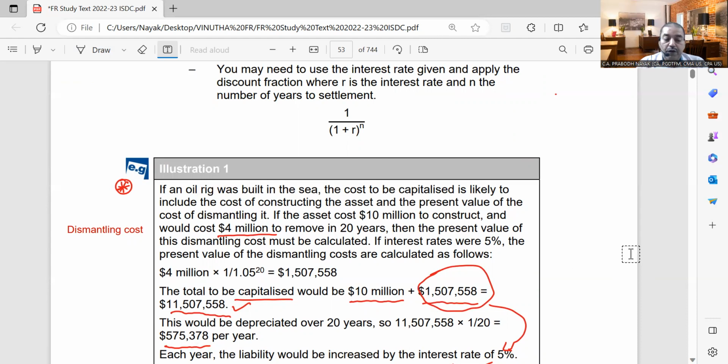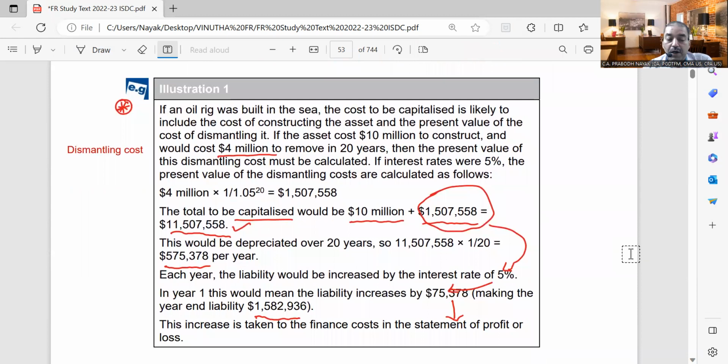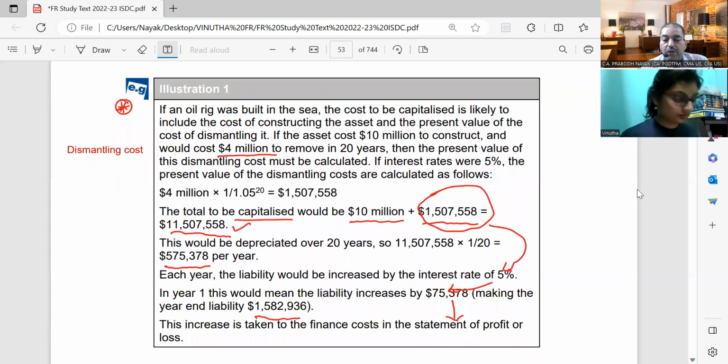If the interest rate is 5%, the present value of the dismantling cost will be calculated as 1 divided by 1.05, equal to function 20 times. I showed you the technique in the last lecture of AFM. 1 divided by 1.05, equal to function 20 times. Whatever value you get, you multiply by $4 million. So tell me, 1 divided by 1.05, 20 times equal to function. Use your calculator.